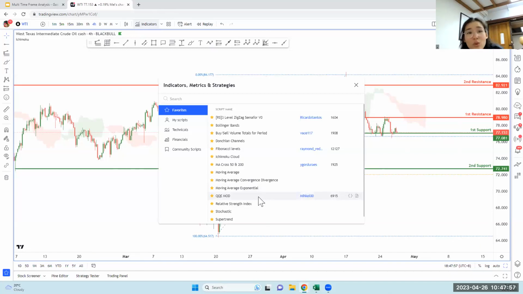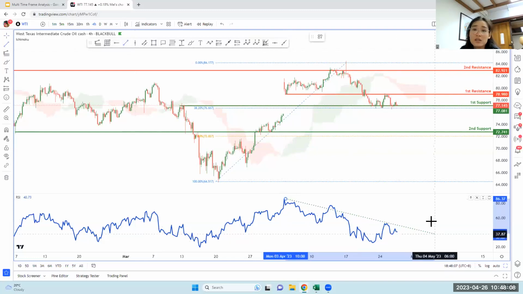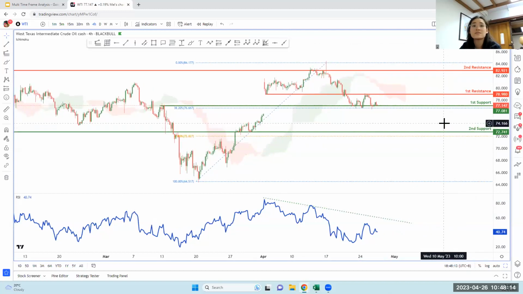Okay, so since we have one indicator that supports our bias and one that does not, let's pull up another indicator to see if it supports our bias. And here I can see that price is moving within this descending trend line, further supporting our bearish bias.